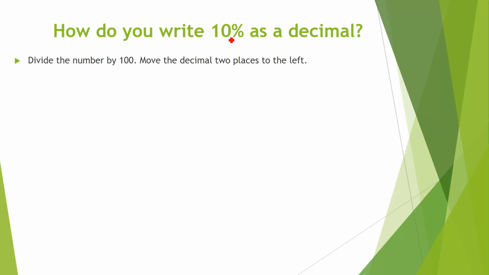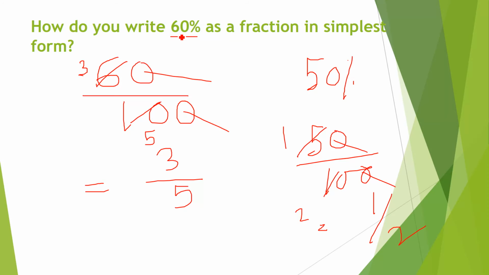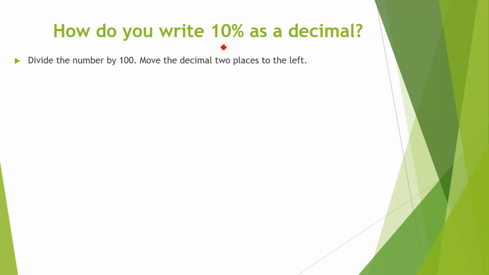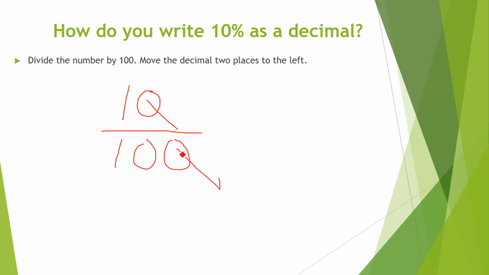Now, how do you write 10% as a decimal? See, here was 60%, 50% as a fraction. Same thing, but now here 10%, or you can do 50% or 60%, as a decimal. So same thing, 10 divided by 100. This 0 will cross out this. 1 divided by 10, which is equal to 0.1. This is the decimal. When we divide, you have to move your decimal to the left hand side, but when we multiply, the decimal moves to the right hand side.